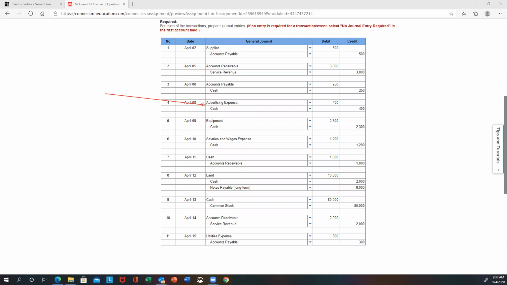You got advertising expense. You bought some equipment for cash. Here's another salaries expense. You're collecting on account. Looks like you bought some land with cash and the rest is a loan. You issued more stock for cash, and here's a credit sale. And then the last one is you have a utility bill where you haven't actually paid it yet. So again, practice these. Make sure you get the dates in. And I don't think they want you to do anything else on this one other than practice entering these journal entries.